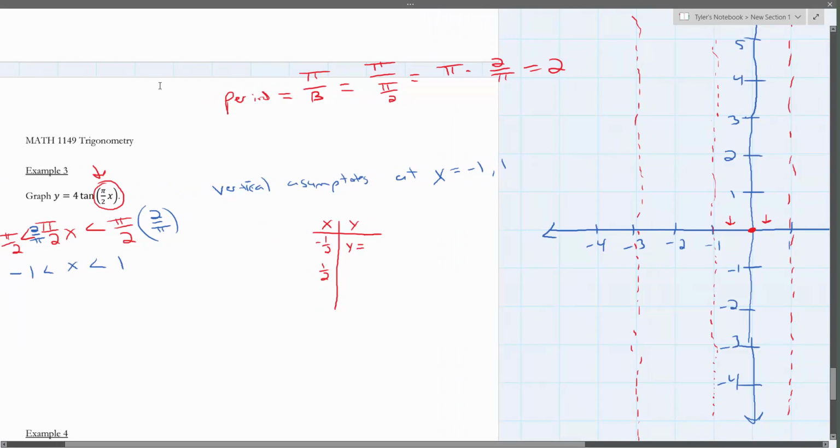For negative a half, we would have y equals 4 times tangent of pi over 2 times negative 1/2. Right? Which equals 4 times tangent of negative pi over 4.